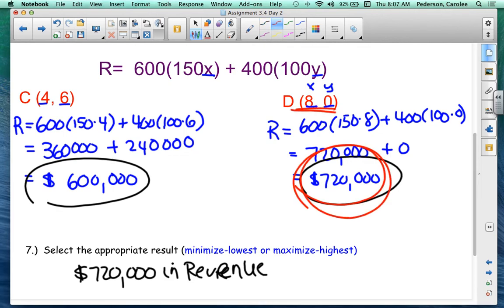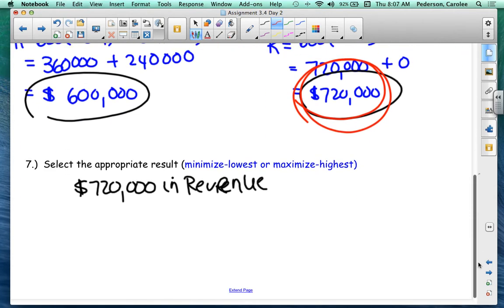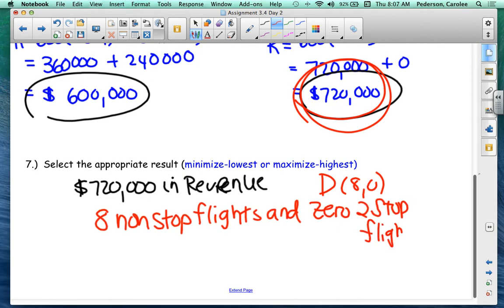And what that means is 8 of the nonstop flights and 0 of the two-stop flights. Because that's the coordinate 8, 0, which represents 8 nonstop flights sold and 0 two-stop flights. We have now finished this problem.